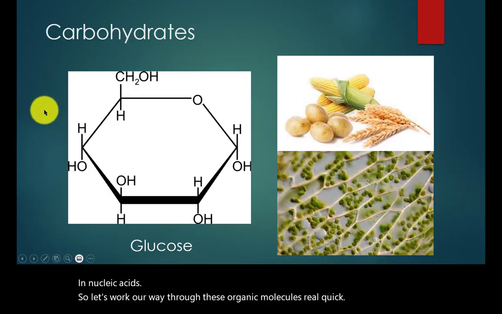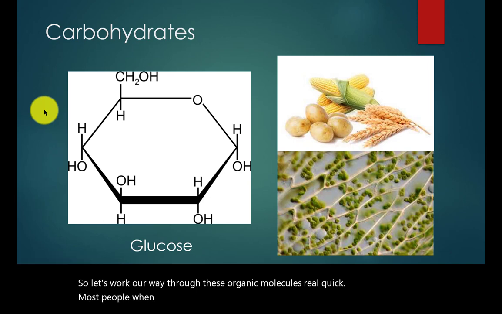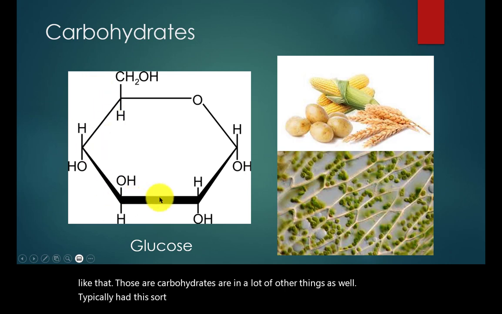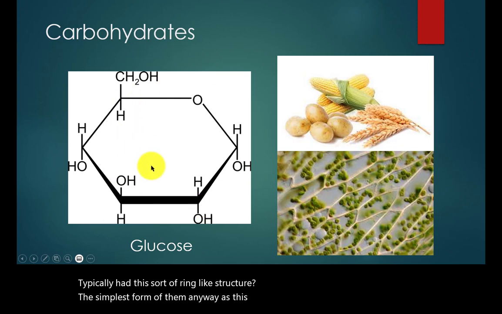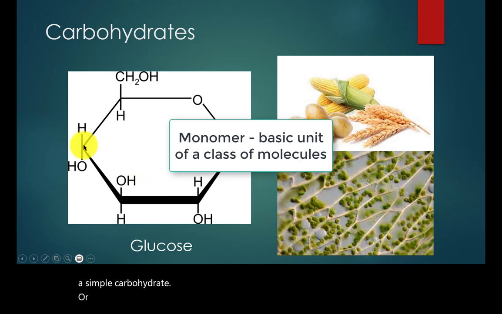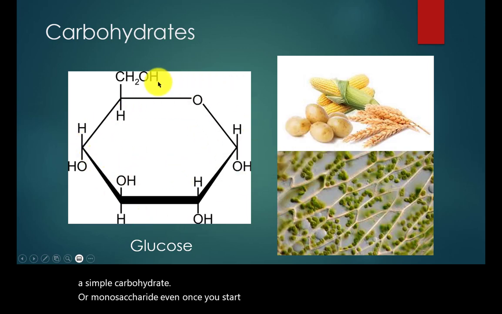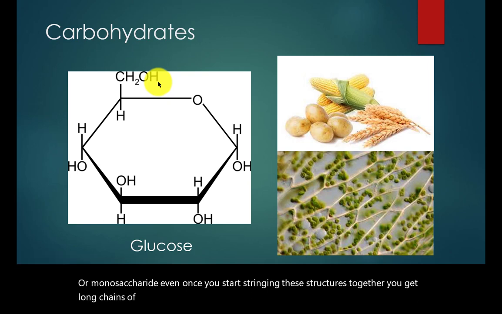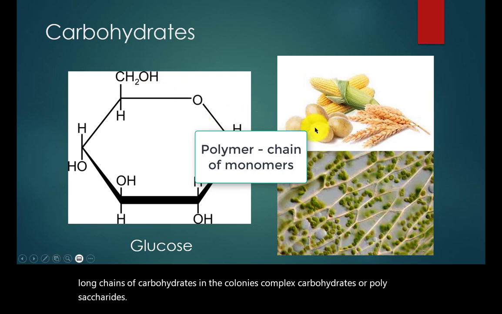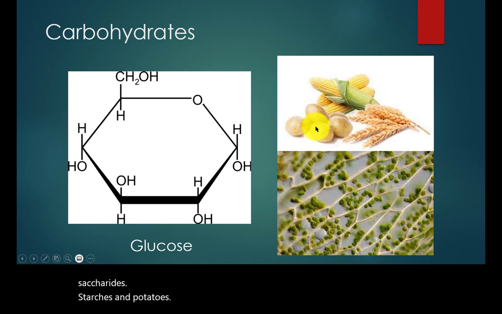So carbohydrates. Most people, when they hear carbohydrates, they think of bread and pasta and things like that. Well, those are carbohydrates, but carbohydrates are in a lot of other things as well. They typically have this sort of ring-like structure. The simplest form of them, anyway, has this structure. That's what we call a monomer, or a simple carbohydrate, or monosaccharide even. Once you start stringing these structures together, you get long chains of carbohydrates, and we call these complex carbohydrates, or polysaccharides.